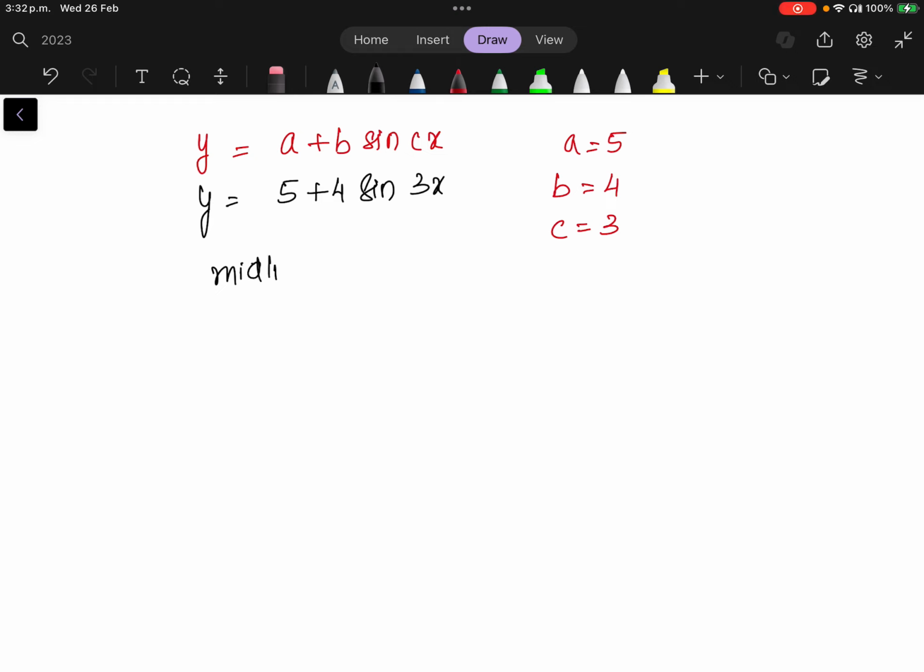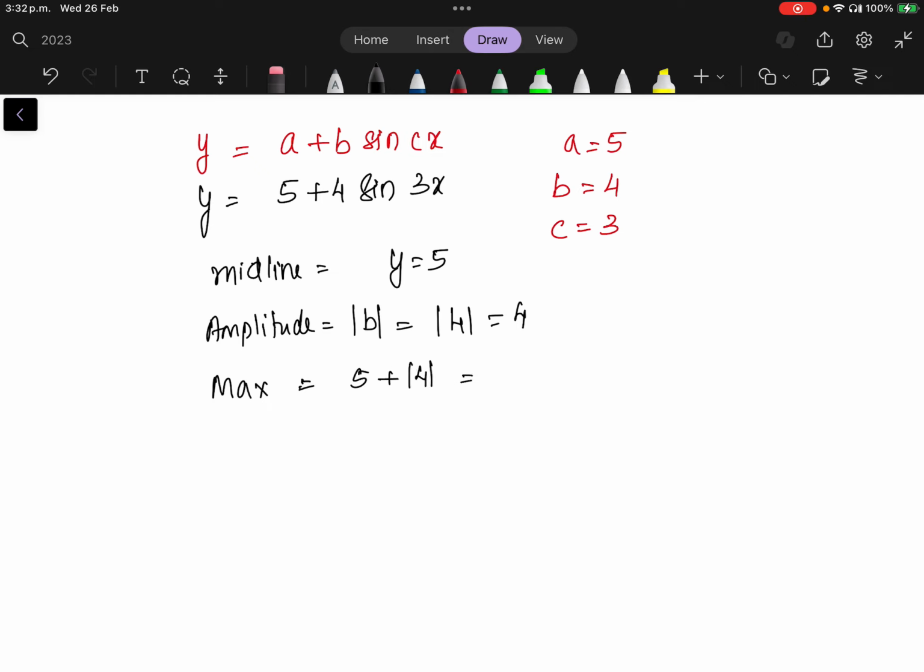So what is the midline? Midline is y = a, so y = 5 is the midline. What is the amplitude? Amplitude is modulus of b, which is modulus of 4, which is equal to 4. What is the max value? Max value is 5 + modulus of 4, which is equal to 9. Min value is 5 - modulus of 4, which is equal to 1. What is the range? Range is [1, 9], min value to maximum value.